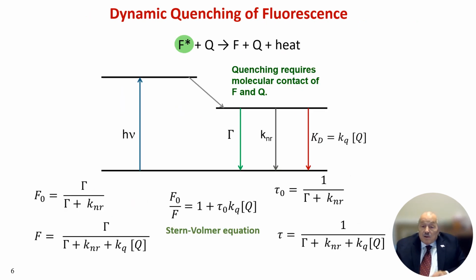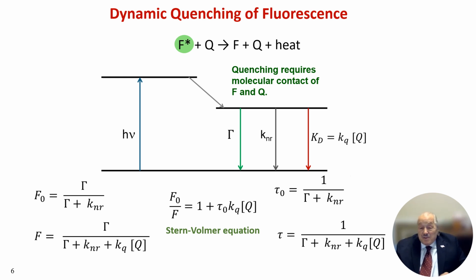So let's look at dynamic quenching in a little bit more detail. As usual, we'll use the Jablonski diagram as our guide. As I said at the beginning, it's useful for everything. So anyway, the light absorption occurs instantaneously. The fluorophore goes to the excited state. It can now have a choice of what to do. It can either return to the ground state by radiative decay or by non-radiative decay.